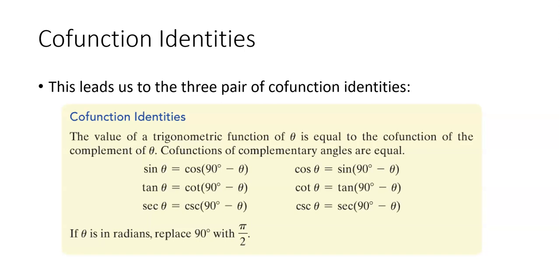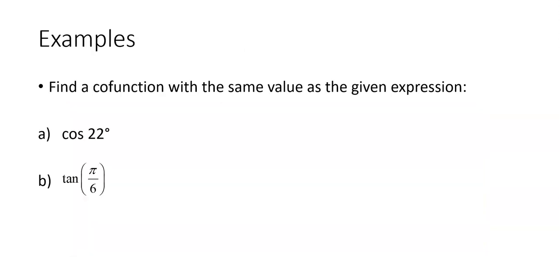All right, so I know this is getting a little bit long. We got one more thing to take a look at, and then we'll wrap it up. So this says find a cofunction with the same value as the given expression. So the cosine of 22, we know cosine and sine are related to each other. So the cosine of 22 must be the sine of 90 minus 22. What is that, 68? So the cosine of 22 is the same as the sine of 68. If you don't believe it, throw them both in your calculator and see that you get the same thing.